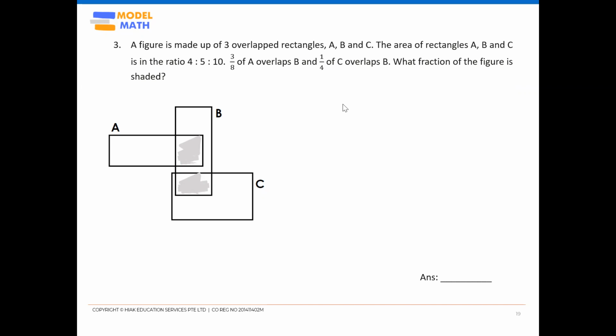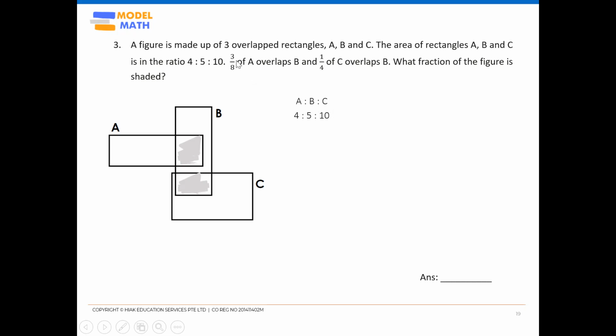Using ratio to solve this would be very helpful because once you have mastered how to apply your common base, this question is actually pretty straightforward from there. So the first thing first, I'm going to record down the data, which is in this case, my very first ratio that's provided. So 4 to 5 to 10 will be your A to B to C. This is the whole of A, whole of B, whole of C, not considering overlap or not overlap, it's just the whole rectangle itself.